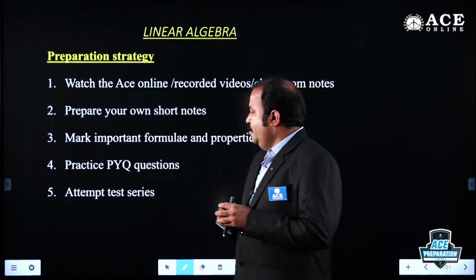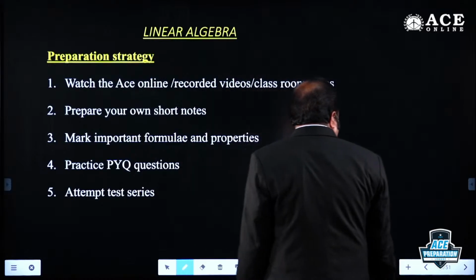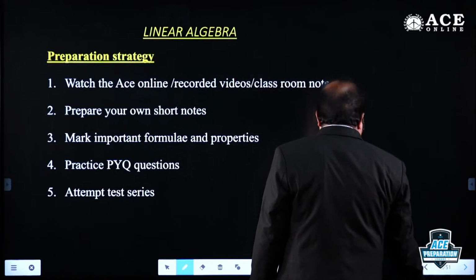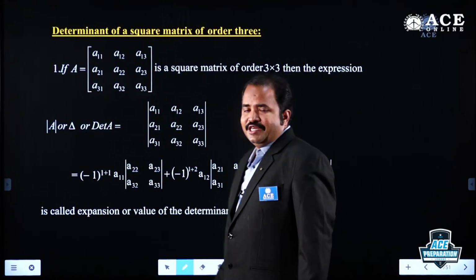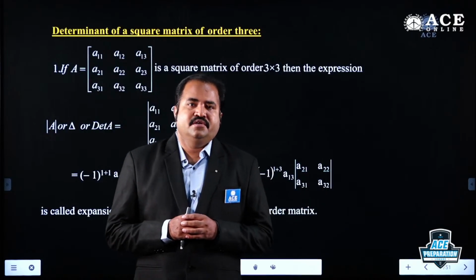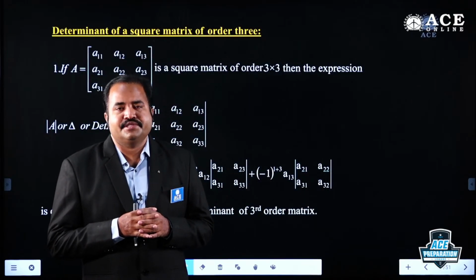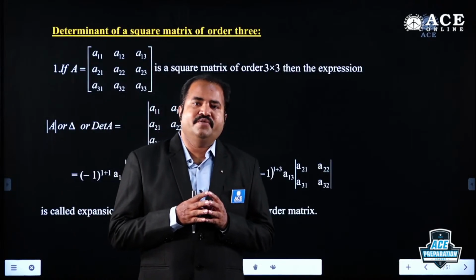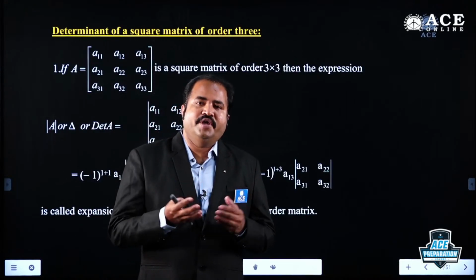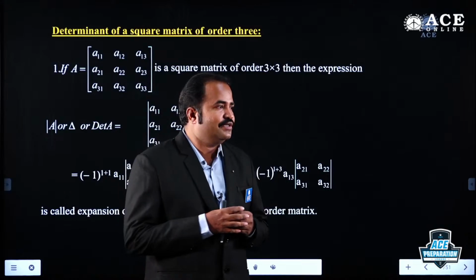Okay, so we begin. We discuss the theory first and then problems related to this linear algebra. Let us begin with the determinant of a matrix. What is the determinant of a matrix, and how do we calculate the determinant for 3 by 3, 4 by 4, 5 by 5 higher order matrices?